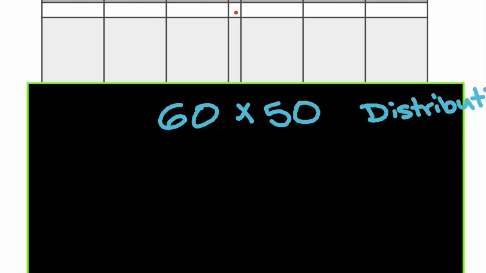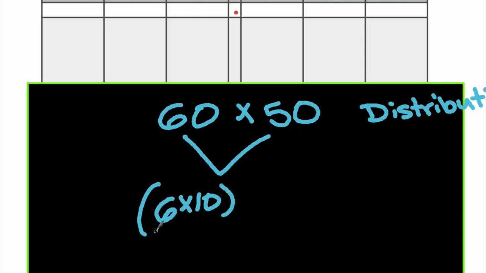Everybody make sure your eyeballs are up front. You think that one? What is one way to write 60? What's another way to write it? Okay, you could write it 6 times 10. And what's another way to write 50? 5 times 10.